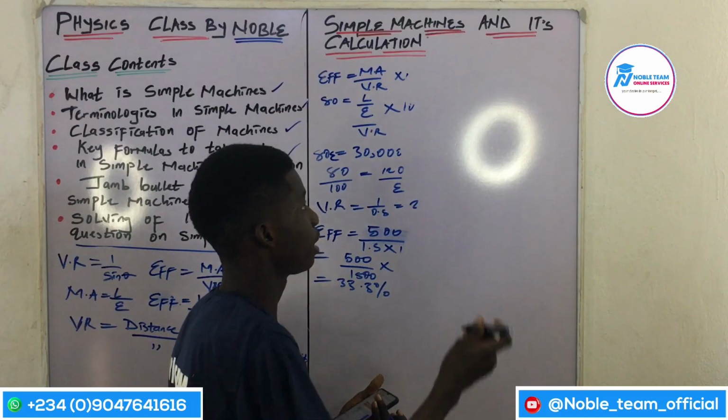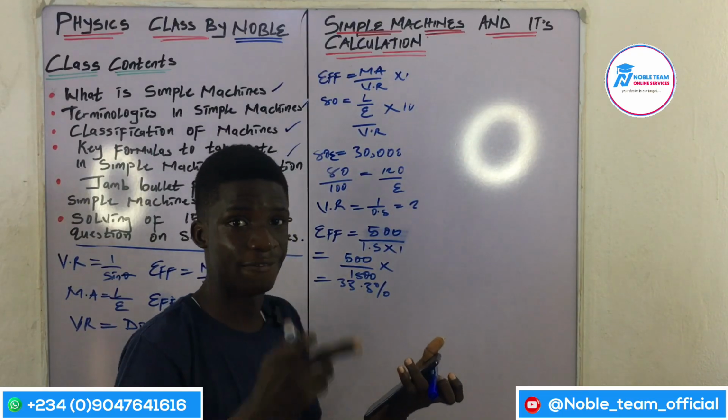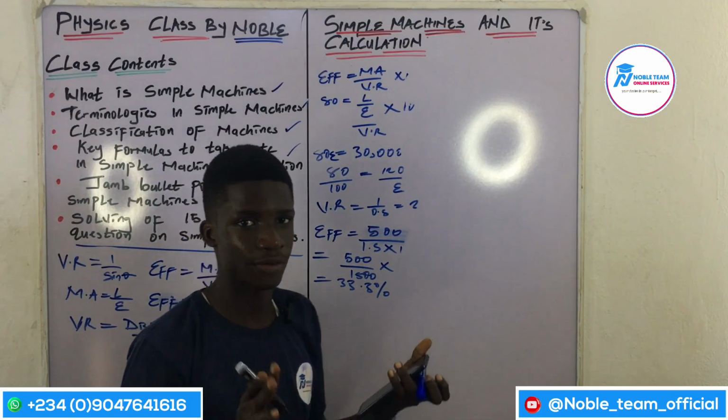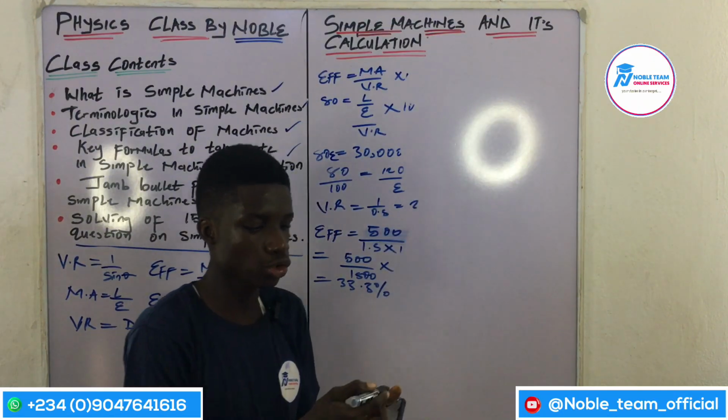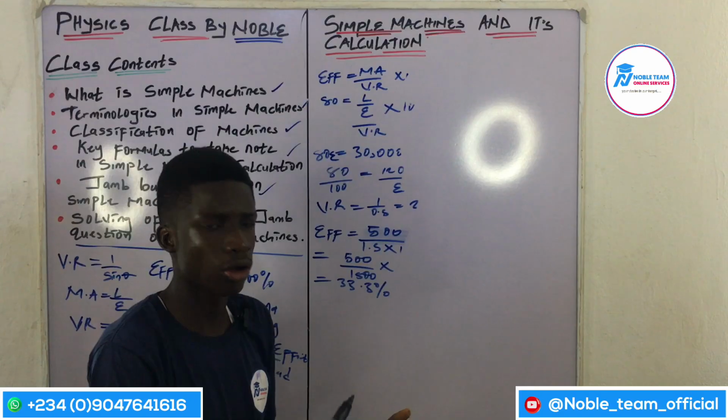Okay, it has opened. Now, we are asked to get the efficiency of this. No, not the efficiency, sorry. We are asked to get the effort of it. Now, my efficiency, I'm going to be using the short method of it. I'm not going to be using the long method again.